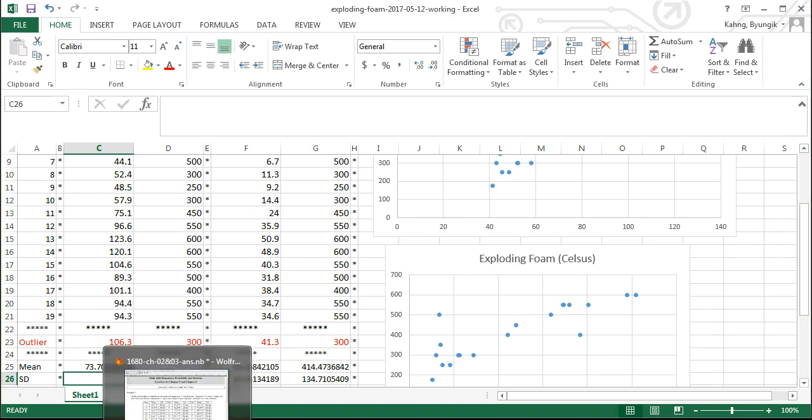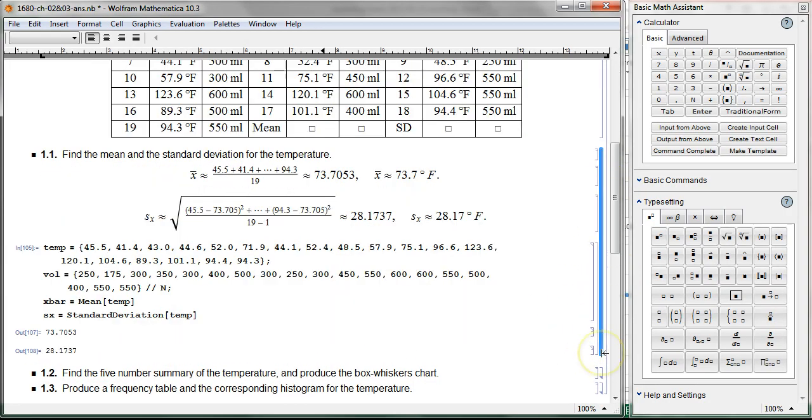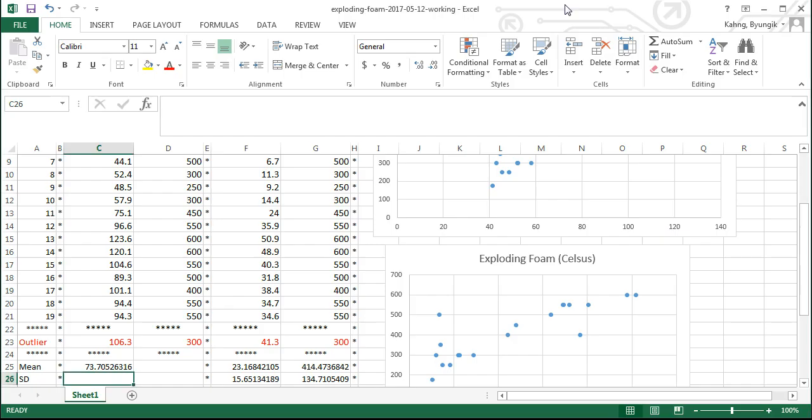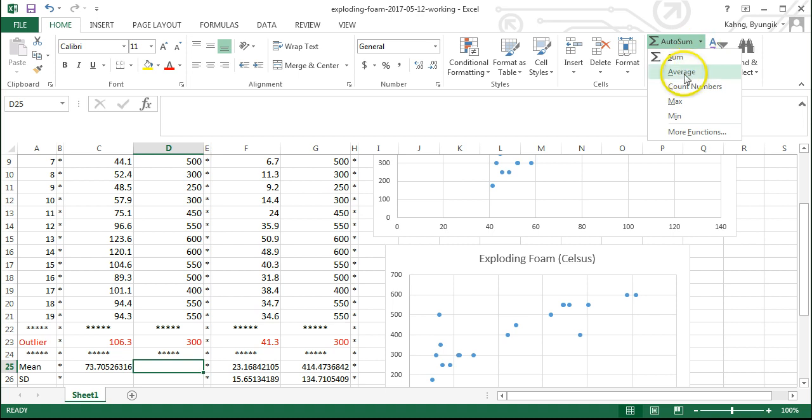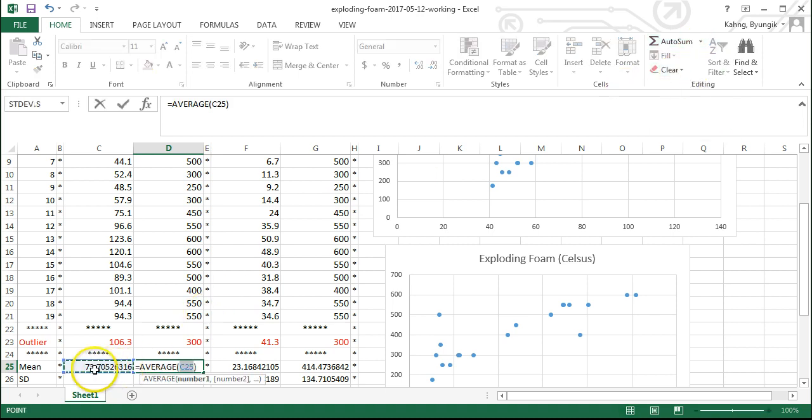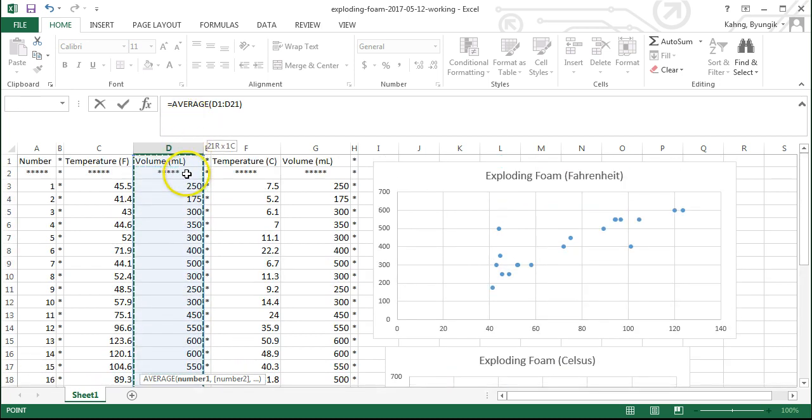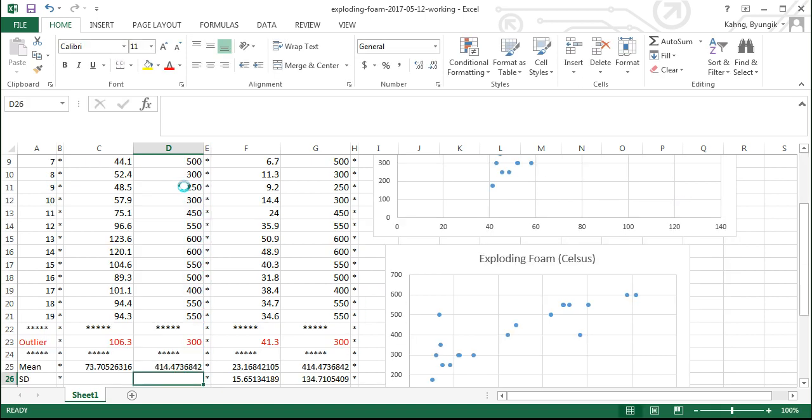73.705 something. Is that the same number we got here? Yes. Cannot be coincidence. It must be right. Let's repeat the exercise. Let's do the same thing with volume. How do you do that? Go to this sigma upside down triangle. Average is the mean. This default data set is not right, so you have to select the correct data set with your mouse. And there you go. Okay, mean was not too much of a deal.